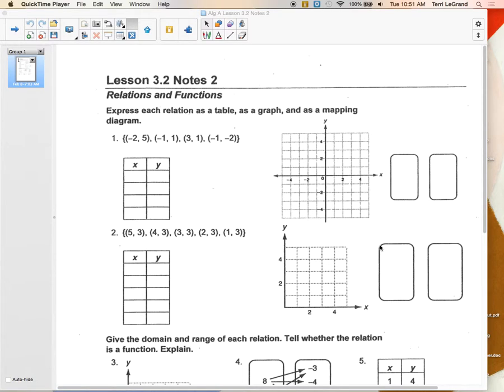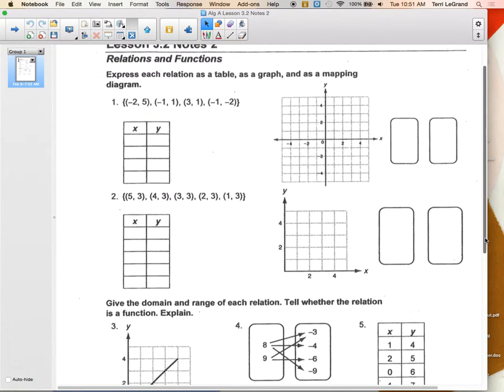What we are going to do is learn and practice how to show those representations when they give it to us, as they did here in number 1. They give it to us as a set of ordered pairs. How can we show that in a table, graph, and as a mapping diagram?